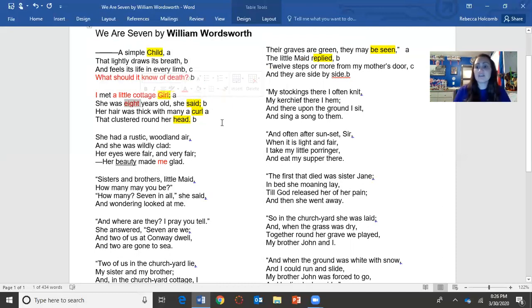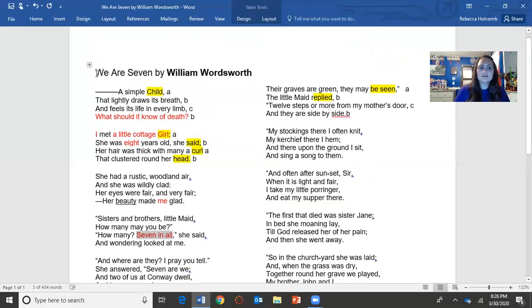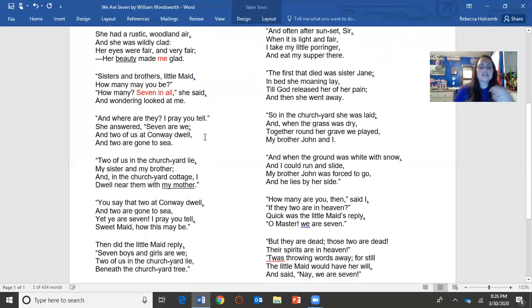Then they get to talking. Again, there's dialogue. Dialogue is a narrative element as well. So you have dialogue, and he's asking her about her siblings. And she says that there are 7 of them, right? So there are 7 siblings, and this, of course, is where we're getting the title from, right? We Are Seven. She says that 2 are away at Conway, 2 are out to sea, 2 are dead and buried in the churchyard, and then she is left with her mother, right? So there are 7 children total.